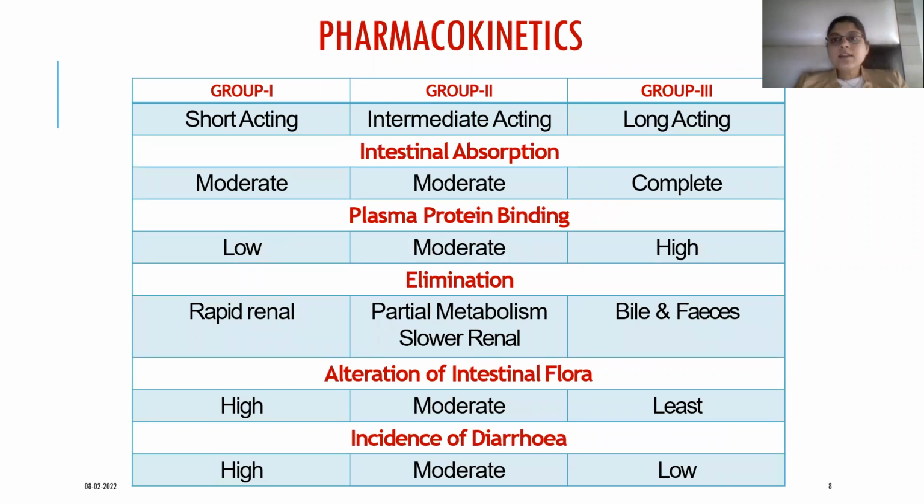Now, this is the pharmacokinetics. Again, the same thing: short-acting, intermediate-acting, and long-acting. Intestinal absorption is mild in group 1, moderate in group 2, and complete in group 3. Plasma protein binding is low in group 1, moderate in group 2, and high in group 3. Group 1 is renally excreted, group 2 partially metabolized with slow renal excretion, and group 3 by bile and feces. Alteration of intestinal flora is high in group 1, less in group 2, and least in group 3. Incidence of diarrhea is high in group 1, moderate in group 2, and low in group 3.